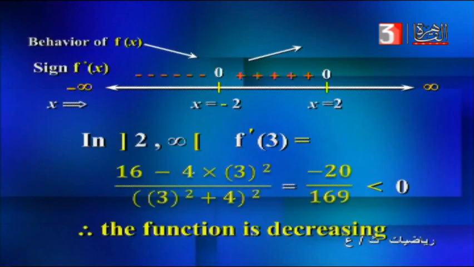When x equals negative 2, it's a point of local minimum value, and when x equals 2, it's a point of local maximum value.